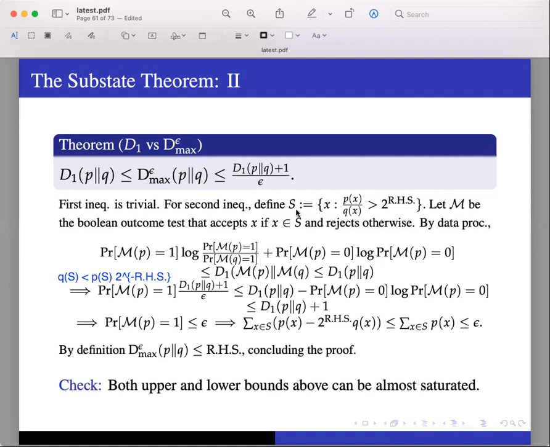The point here being, for every symbol in S, individually, the probability QX is less than PX times 2 to the minus RHS. So you just sum over all the symbols in S and I get QS is less than PS times 2 to the minus RHS. But PS is just the probability MP is equal to 1, and probability MQ equal to 1 is QS. So I know that this ratio is greater than 2 to the RHS, and I've taken logs, so I'll just get the RHS out. So I get a further inequality: the ratio probability MP equal to 1 divided by probability MQ equal to 1 is lower bounded by 2 to the RHS.